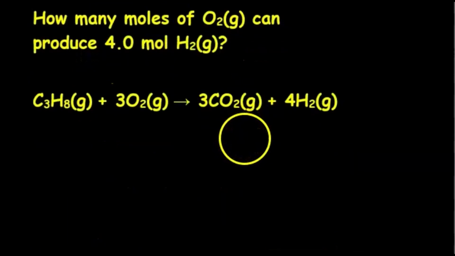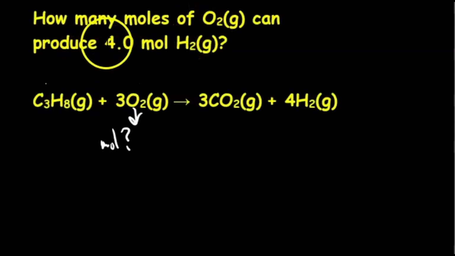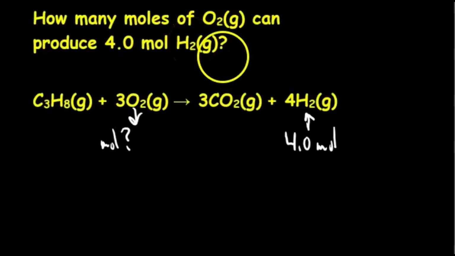Okay, let's do another moles to moles conversion to get a little used to it. How many moles of oxygen gas can be produced from 4.0 moles of H2? And we have this balanced chemical equation. So we want to know moles of O2, and we're given 4.0 moles of H2. That's our given.